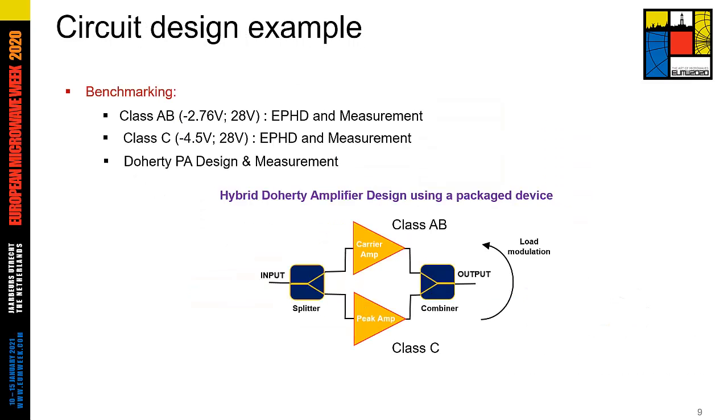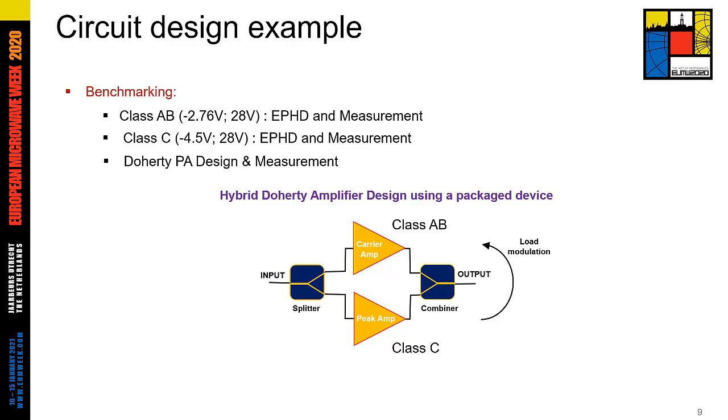In this circuit design example, we would like to create a model in order to design a hybrid Doherty power amplifier using available on-the-shelf package design. This work has been done for the French Space Agency CNES, and the power amplifier made is currently used by CNES at C-band. So this is a Doherty amplifier configuration.